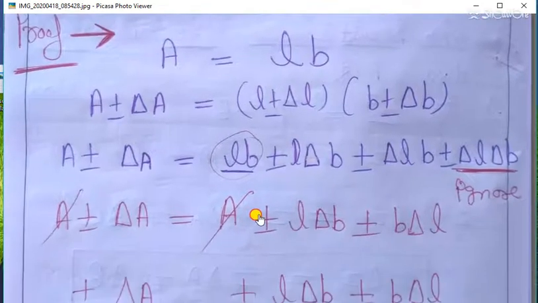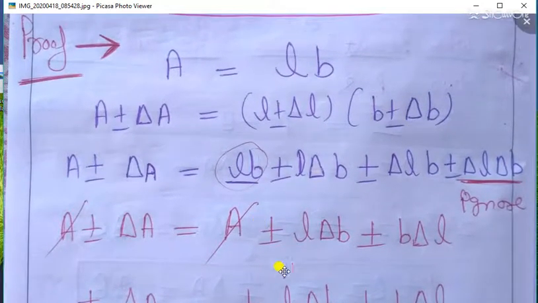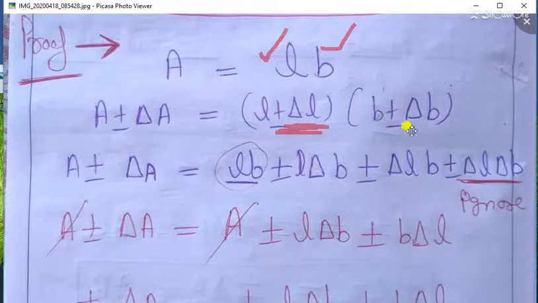Let's suppose, if I go to the proof, then area is equal to length into breadth, simply L into B. Suppose delta L is the error in length, and delta B is the error in breadth. Then obviously there will be delta A. Delta A is the error in area.